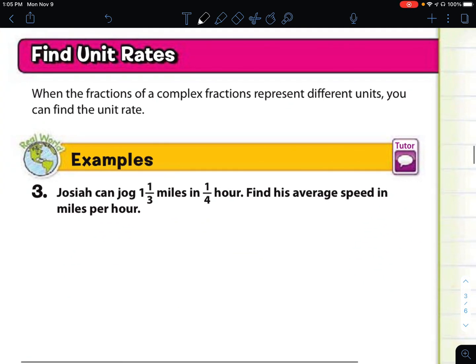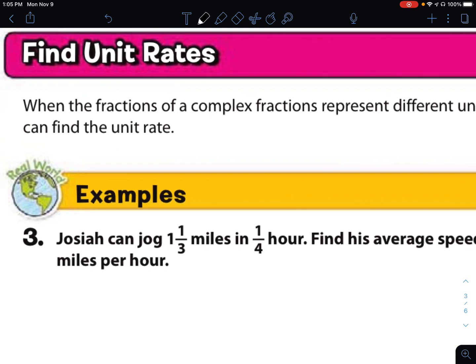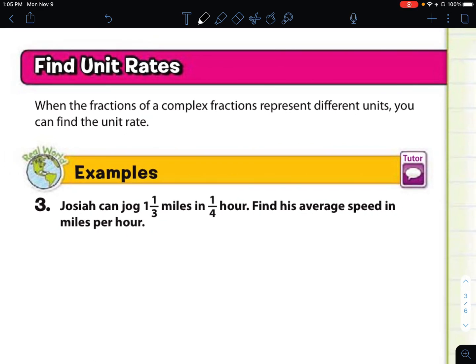Okay, find unit rates. When the fractions of a complex fraction represent different units, you can find the unit rate. Remember what unit rate is from the last lesson. We know that the unit rate is when the denominator is equal to 1. So 1 unit is the denominator. So that's what a unit rate is. Let's take a look at this example and see how this works. Josiah can jog 1 1/3 miles in 1/4 hour. Find his average speed in miles per hour.